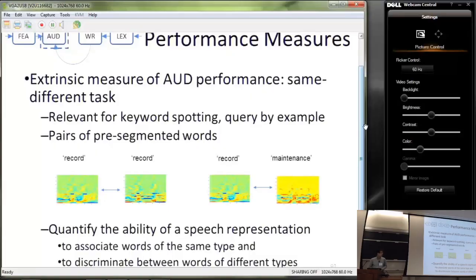For example, the left side pair has two segments for the word record. We want to be able to tell those segments contain the same word because their representations are similar to each other. On the right side, there's one segment for the word record and the other segment for the word maintenance. We want to be able to tell those are two different words because their representations are quite different. This same-different task can be used to quantify the ability of a speech representation to associate words of the same type and to discriminate different word types.